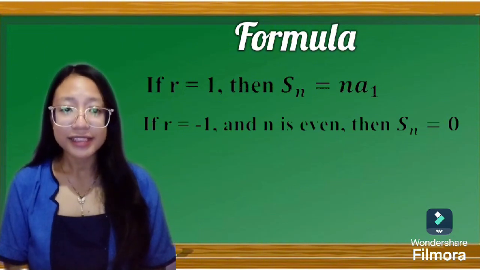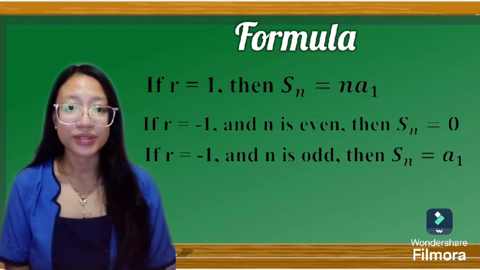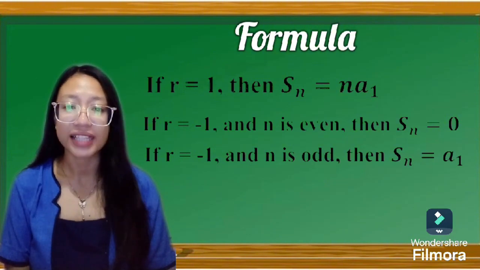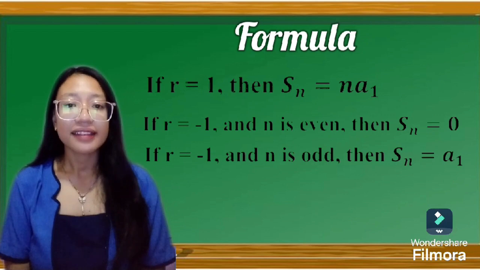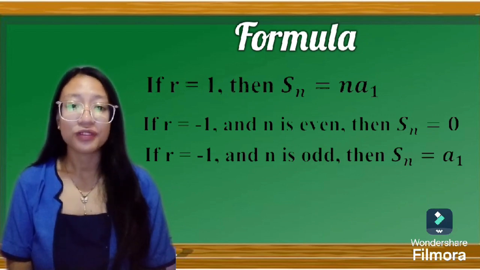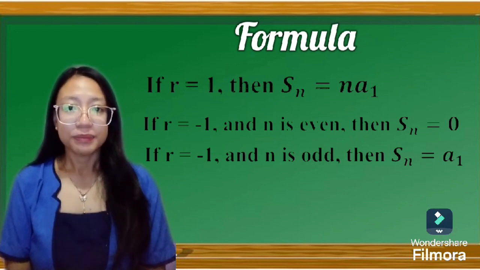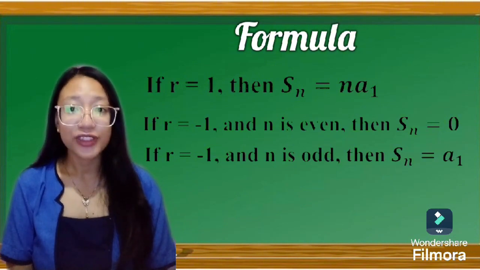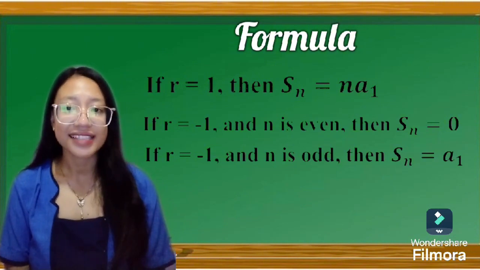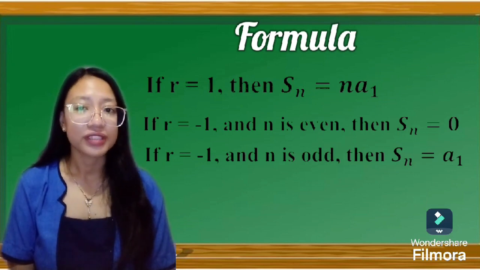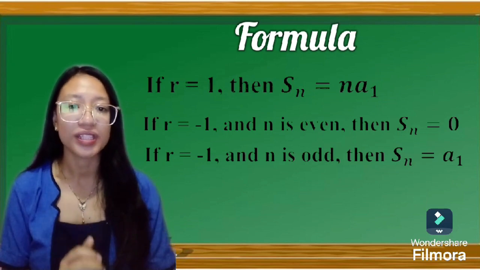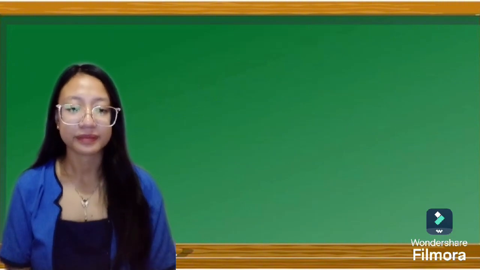So, in case number 2, if our r is equal to negative 1 and our n is an odd number, then S sub n is equal to a sub 1. So, kapag yung number of terms natin ay odd, yung magiging sagot natin ay yung first term lang. Because in an alternating sequence, an odd number of terms means that one extra term remains unpaired, and that term is the first term of the sequence. Ayun yung unang term doon sa sequence.